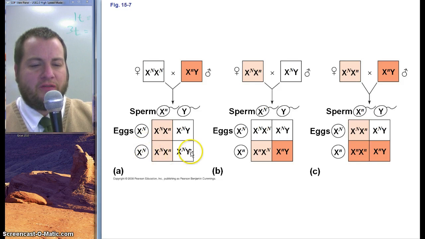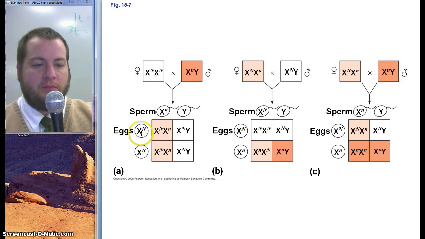So sometimes you don't even really need this bottom box, since the only egg that can be produced is X big N. So these are the possible outcomes, right? If you're a female, you have a 100% chance of being heterozygous. But if you're male, you have a 100% chance of not having the disorder. These are now carriers, right?